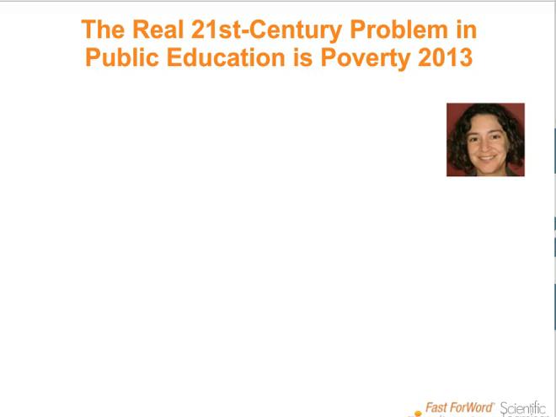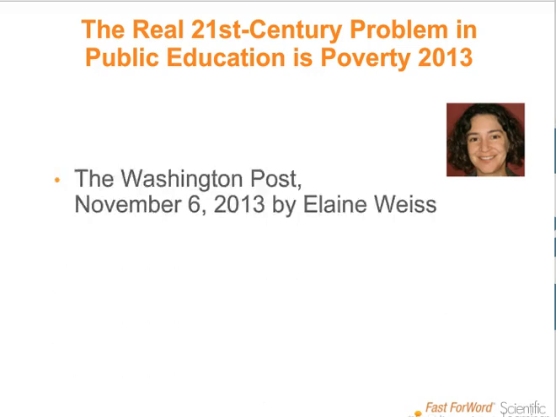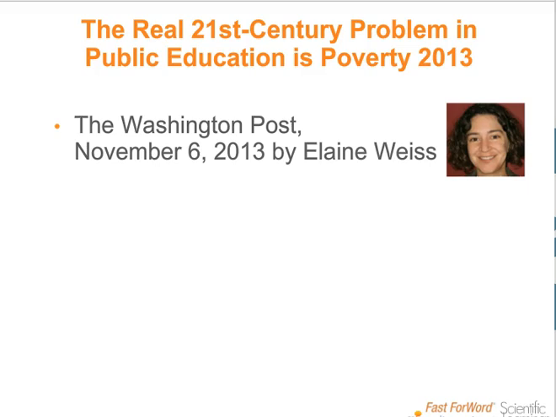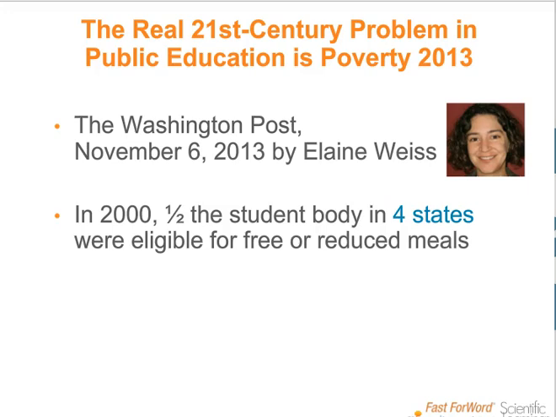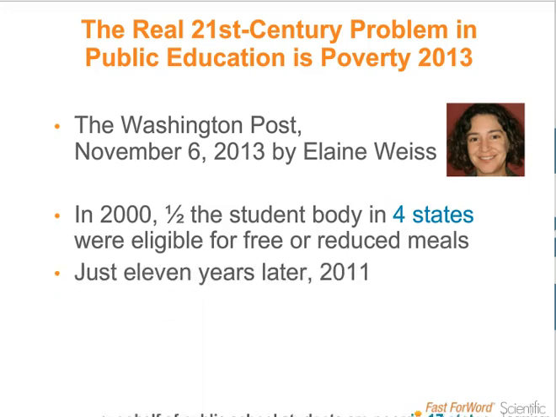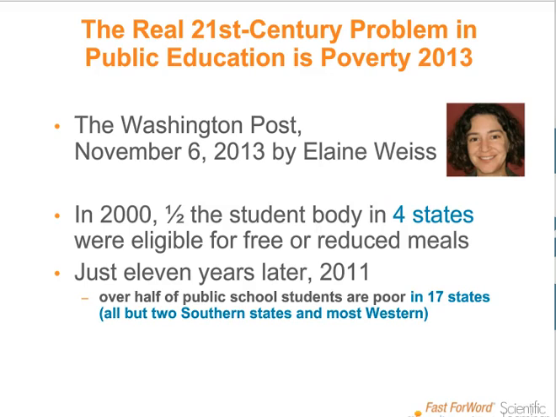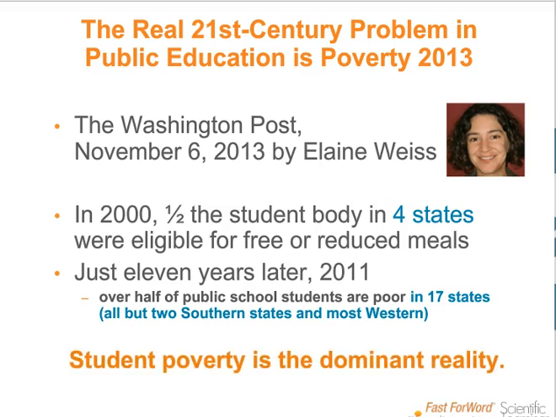So the real 21st century problem in public education, and you all know that, is poverty. Elaine Weiss, who's actually with the Washington Post, wrote an editorial about this as early as 2013. The increase in the number of students of poverty in our schools is dramatically increasing. From the year 2000, about half of the student body in 4 states were eligible for free and reduced meals. Just 11 years later in 2011, over half the public school students in 17 states are students of poverty. And obviously, you are attending this webinar because that is something that is impacting you.